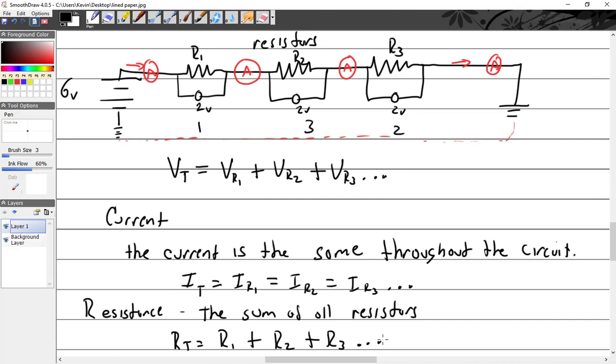Do you have like a trick to memorize? E equals V, I equals C, R equals R? Or you just have to memorize it? You just have to remember it. It'll come to you real easy.